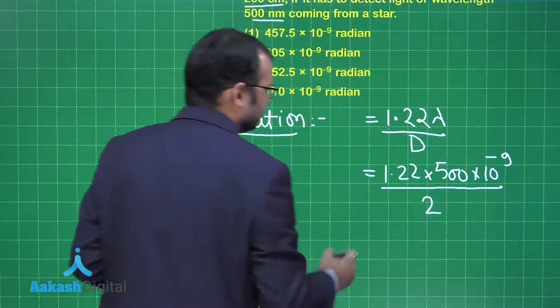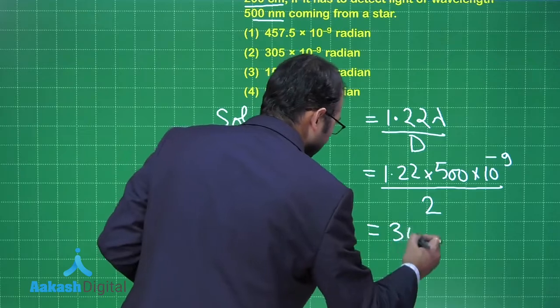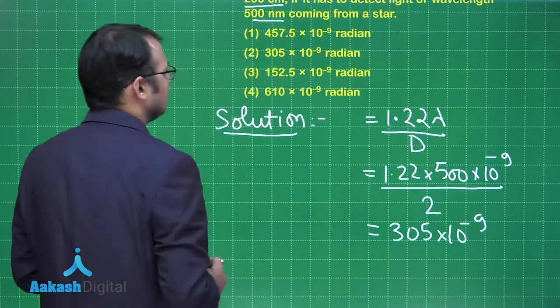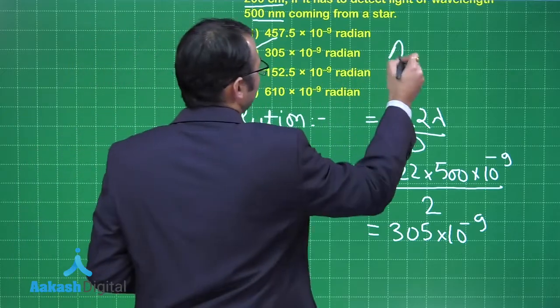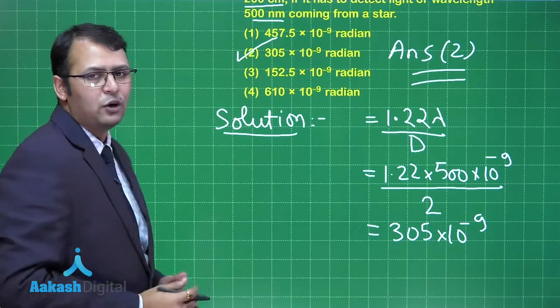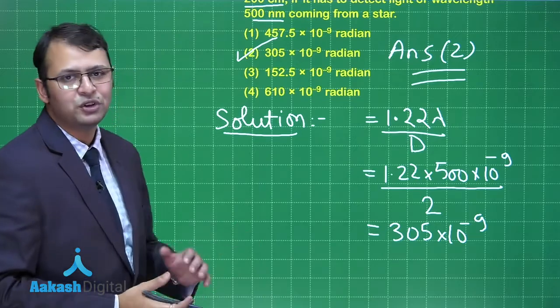Simply I can write it as 2. On solving you will get 305 into 10 to the power minus 9 radians. So option number 2 would be the right answer to this question. I hope you have understood this one. Now let's move on to our next question.